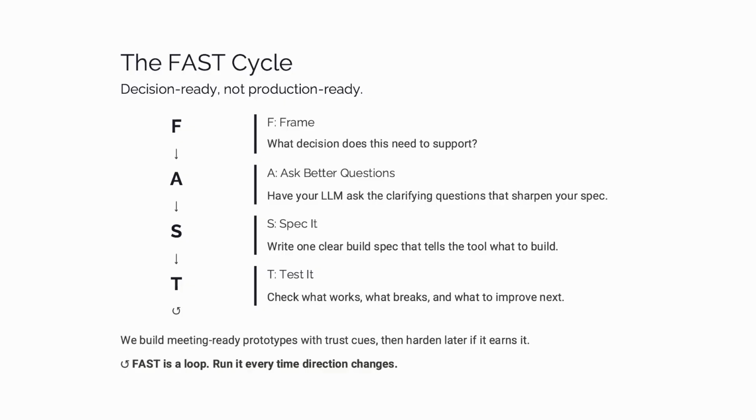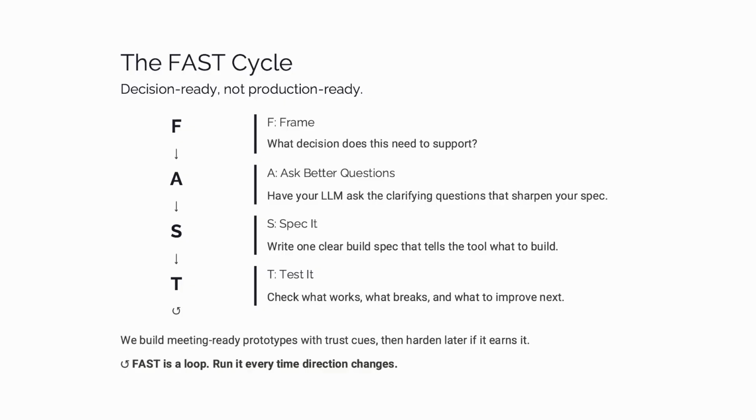A is ask better questions. So this one, you're going to have your LLM ask you clarifying questions that sharpen your specification. You're not just going to jump directly to building. You're going to interact with the LLM, not only tell it what to do, but have it ask you questions to get a clear spec. You're then going to have it write the build specification. Once you have that specification, you could build the application, you could test it, you could iterate, see what works, improve it, trash it if you need to, and you could start back over from the beginning if things change.